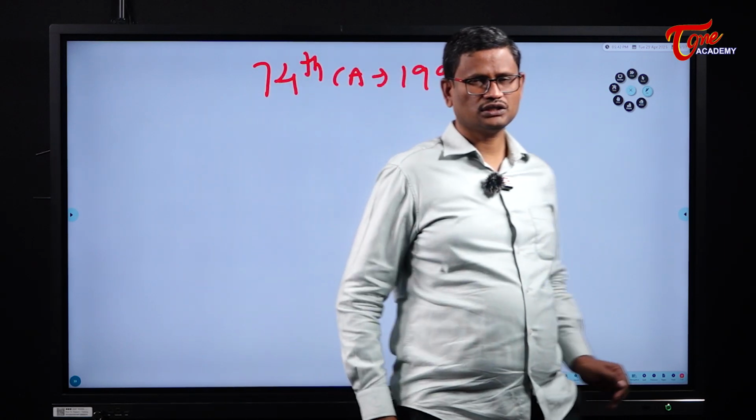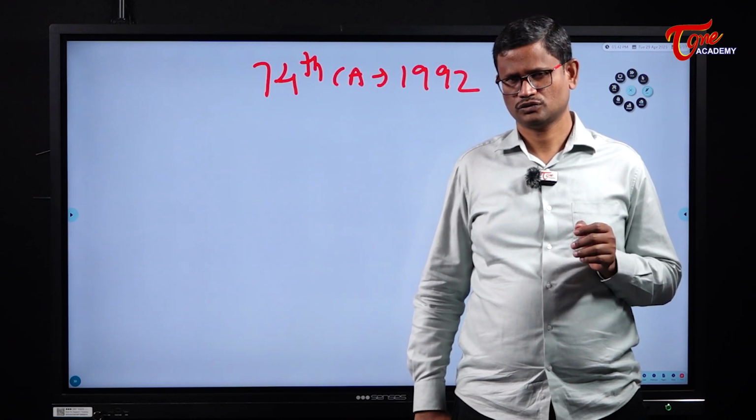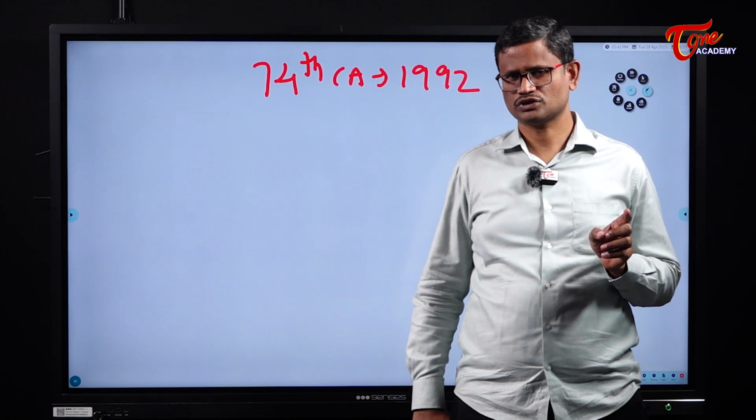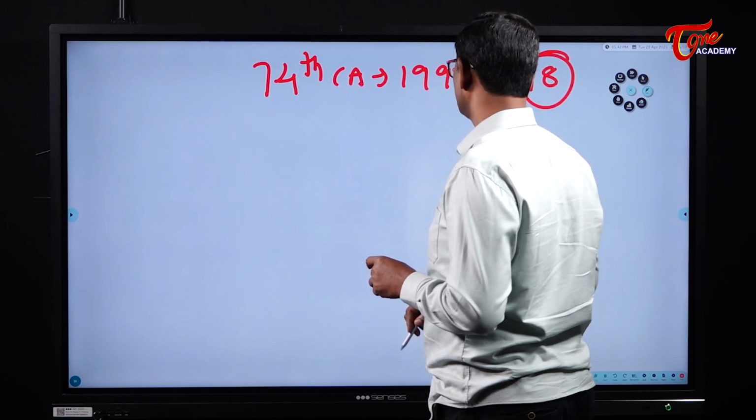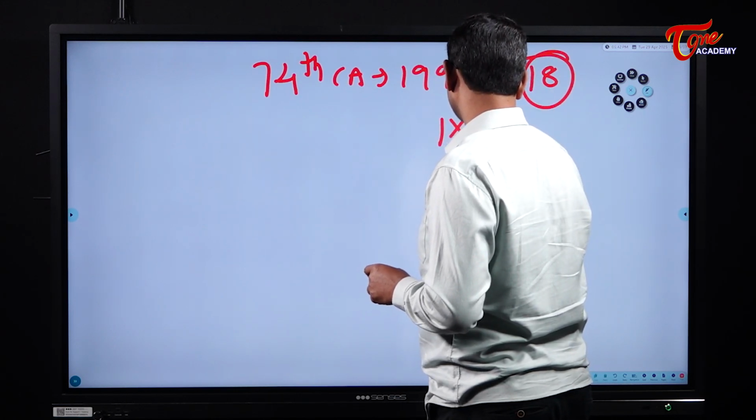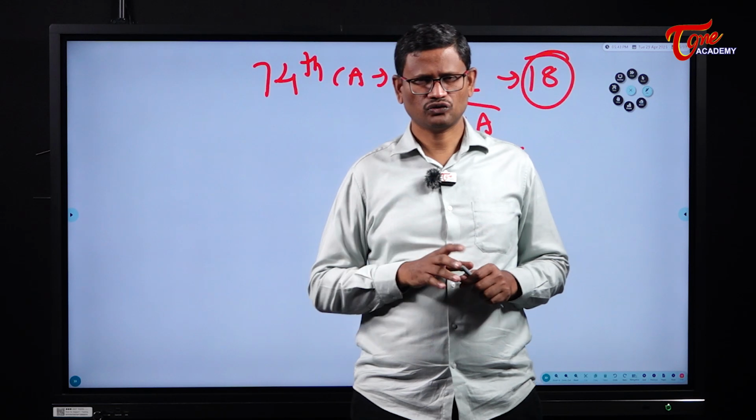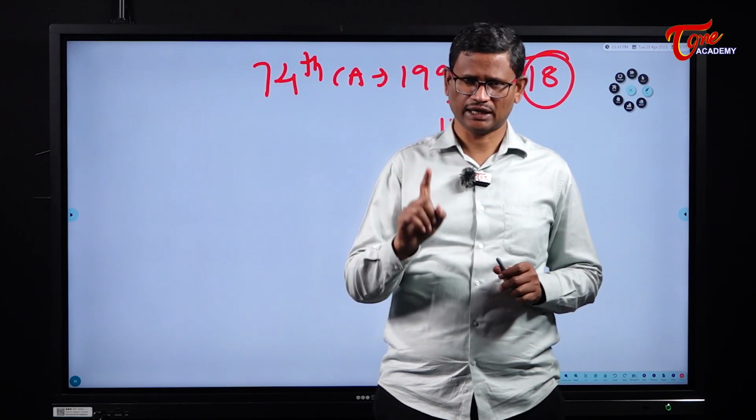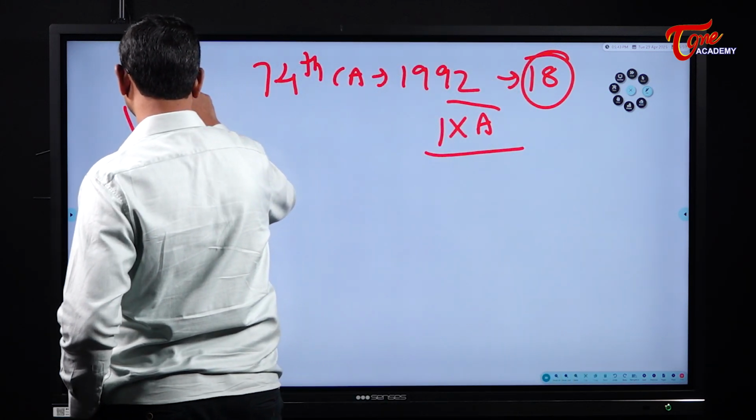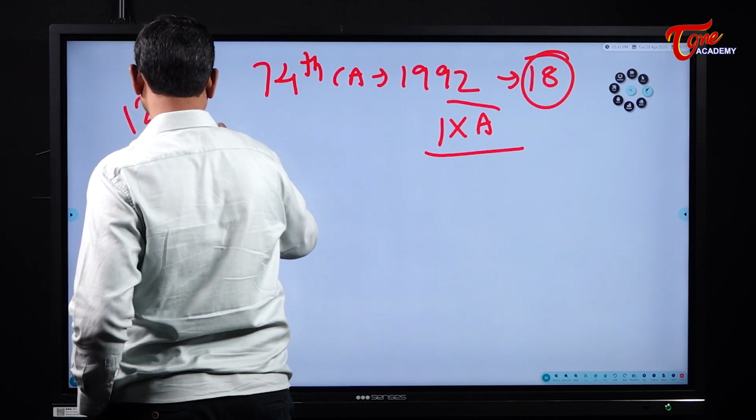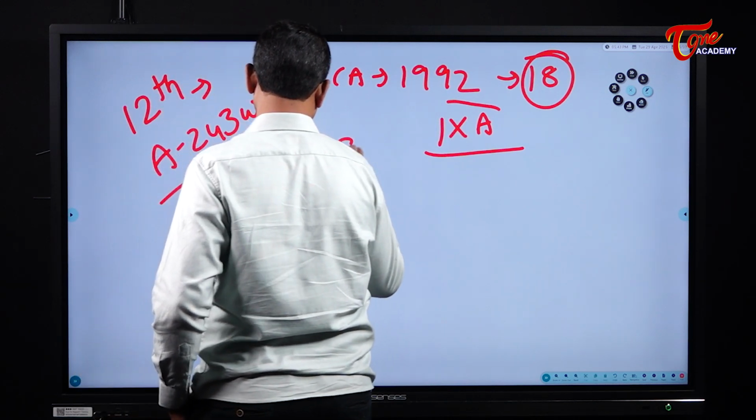So remember, the 74th Amendment to the Indian Constitution was again done in 1992. The 74th Amendment has inserted 18 articles to the Indian Constitution. And Part 9A dealt with urban local bodies. So the 74th Amendment inserted Part 9A which dealt with urban local bodies. It also inserted a new schedule, 12th schedule, under Article 243W. Under Article 243W which deals with 18 items.